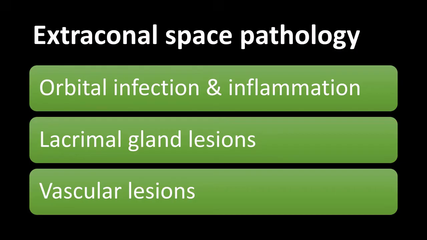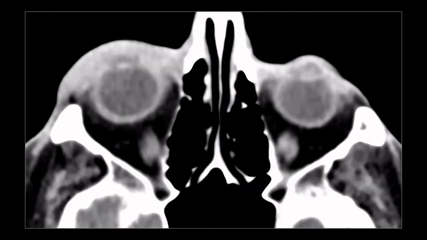And vascular lesions are also things you can encounter in the extraconal space, but we already covered those in the intraconal space, because the same kinds of vascular lesions, like a lymphovenous malformation or an orbital varix, can occur in both the intra and extraconal spaces. So I'm not going to cover those again. Let's talk about orbital infection and inflammation.